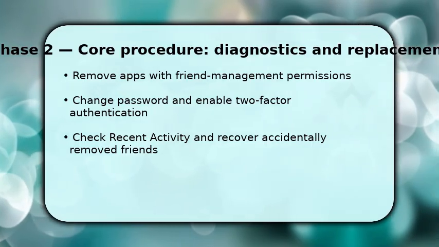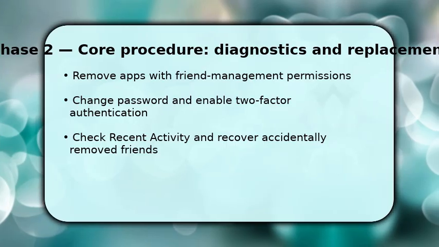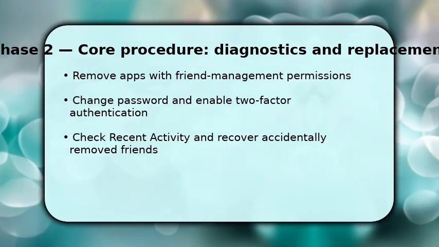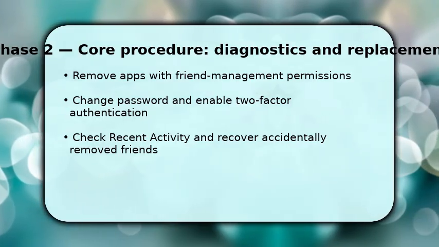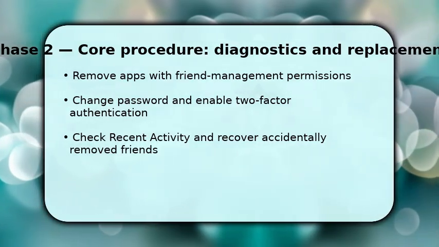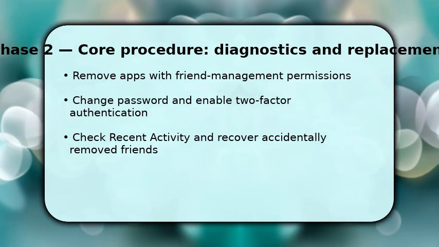After that, audit recent activity and notifications. Restore any friends you didn't intend to remove by sending a refriend request or using mutual friends. Make sure to log out other devices again and monitor for repeat removals before moving to the final.